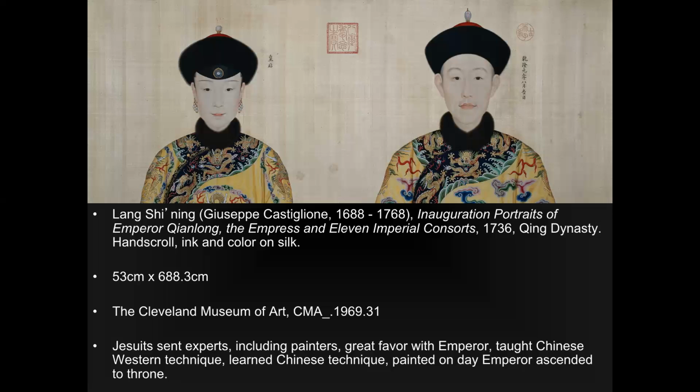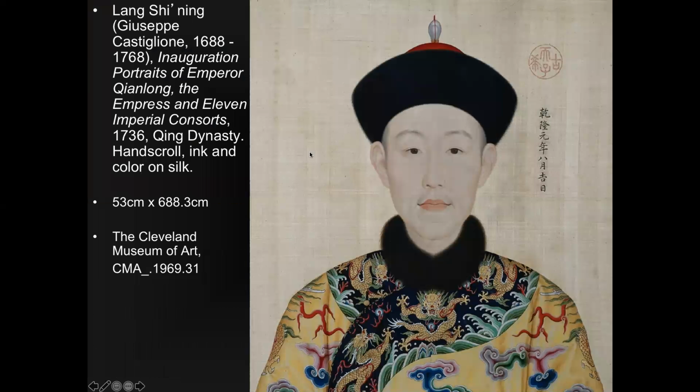So this was painted on the day the emperor ascended to the throne. So a good thing to do would be to look at this portrait and do what we did with the Boucher. Pick out elements that are very Western, and then pick out elements that fit along with what we've seen in China so far. So pause that, maybe make a list, and then I'll tell you my own list that most classes come up with.